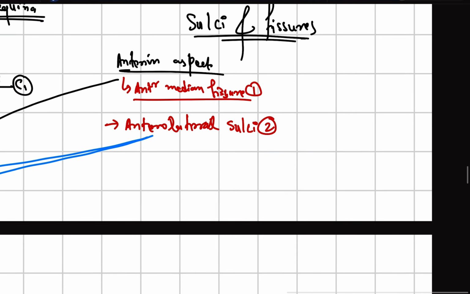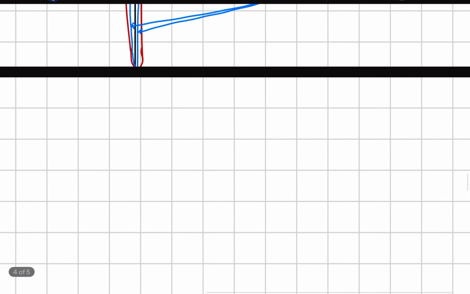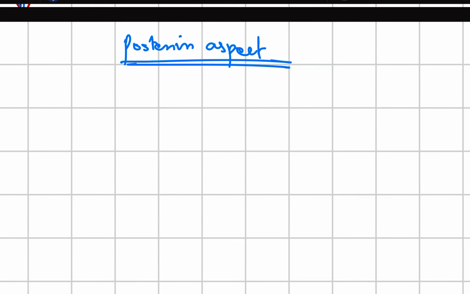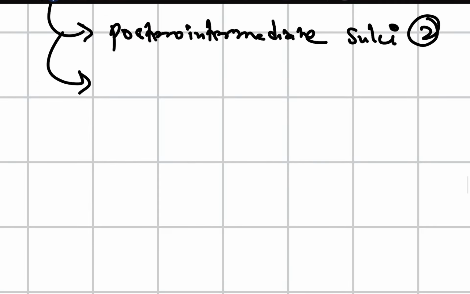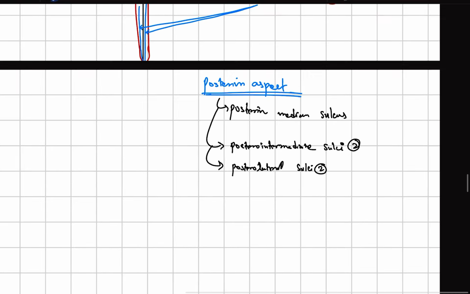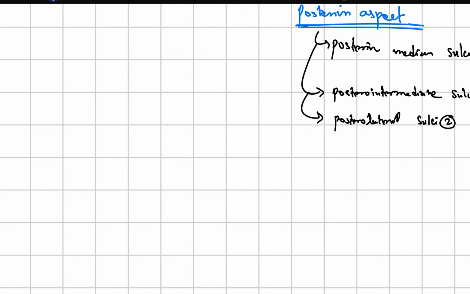When we go to the posterior aspect, in the posterior aspect there is a posterior median sulcus, and there are posterointermediate sulci, 2 in number, and then there are posterolateral sulci, 2 in number.